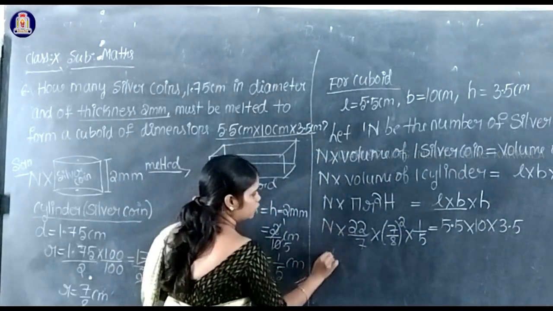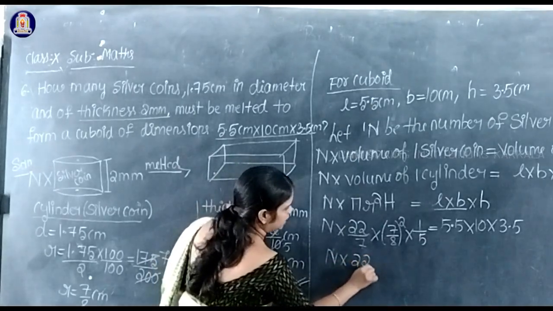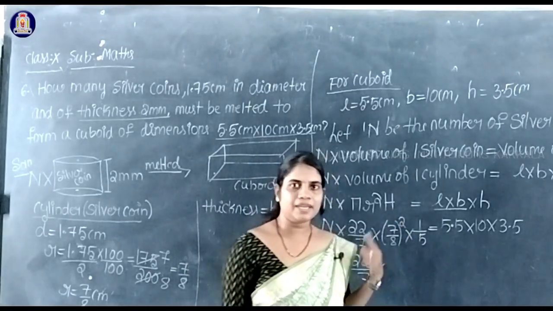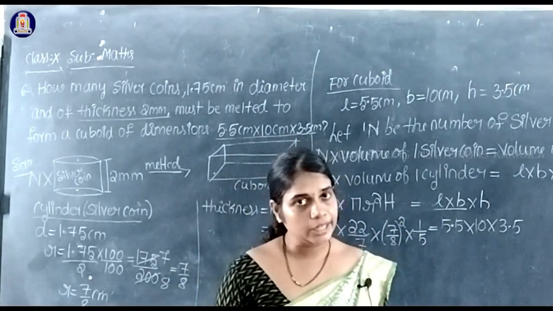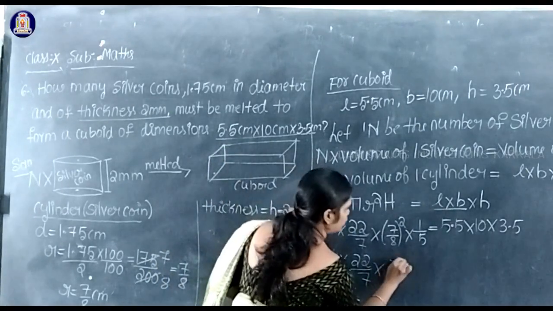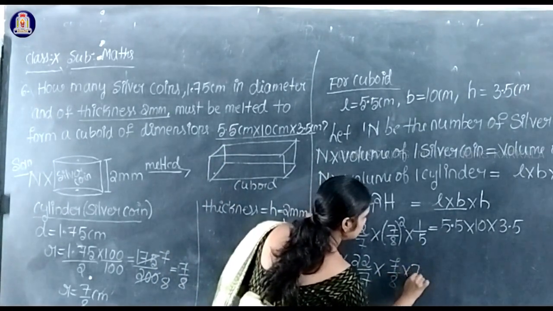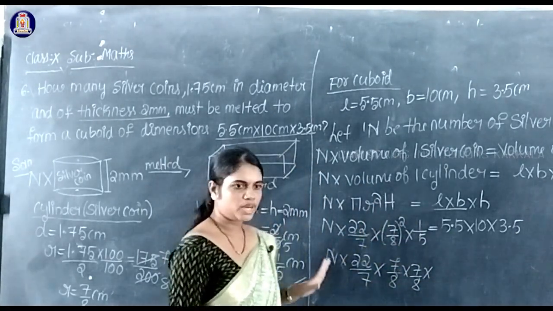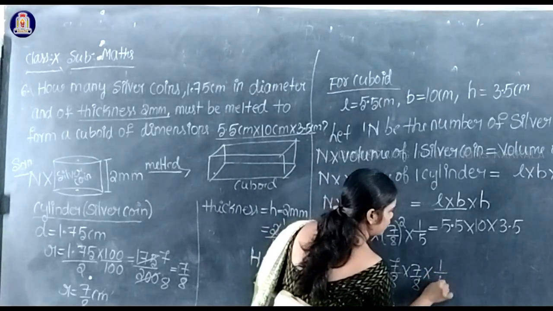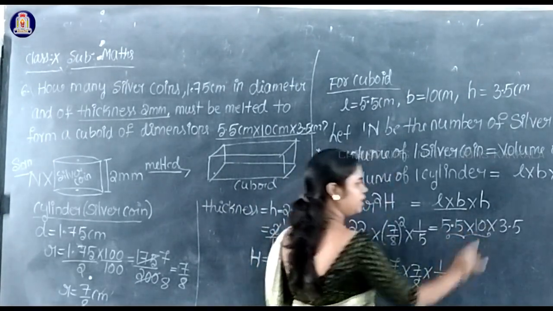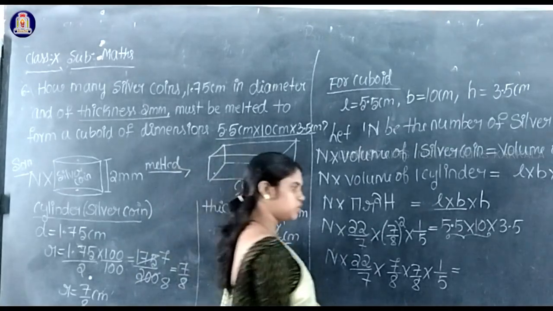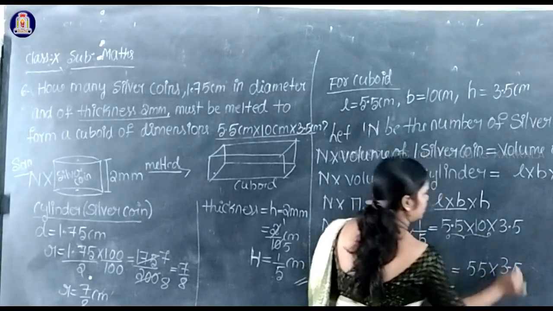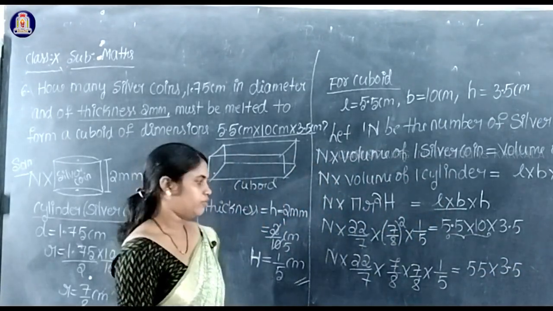Okay. Yes. So now n into 22 by 7. Okay. 7 by 8 whole square. Shall I split it as 7 by 8 into 7 by 8? Okay. So I'll split it as 7 by 8 into 7 by 8 into 1 by 5. 1 by 5 equal to 5.5 into 10 equal to how much? 55. So 55 into 3.5.